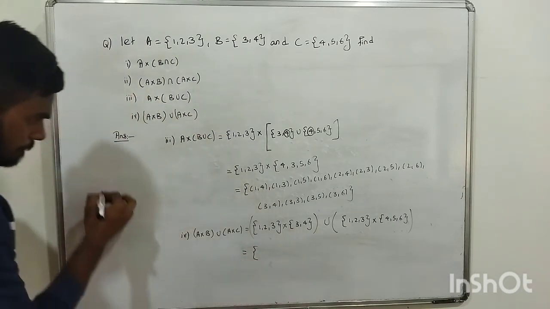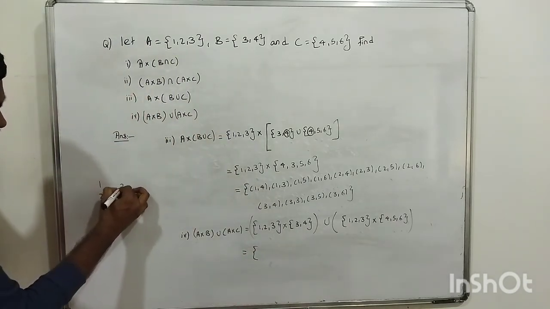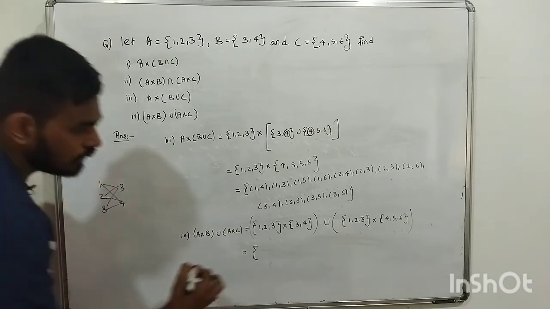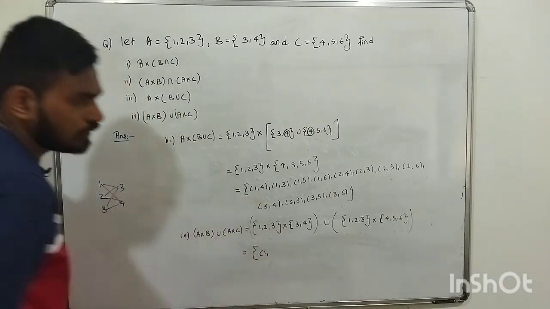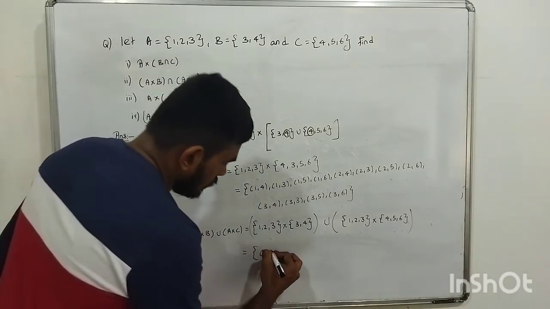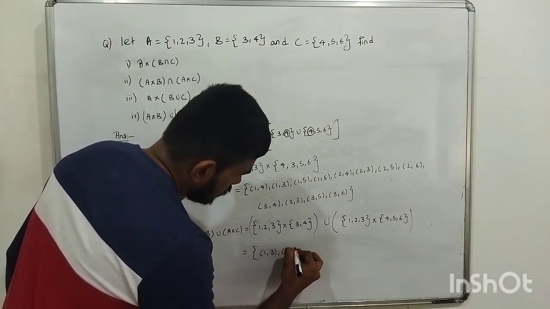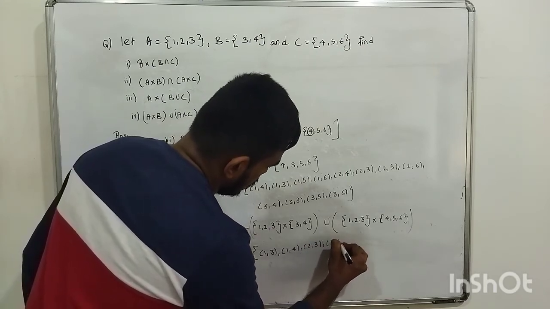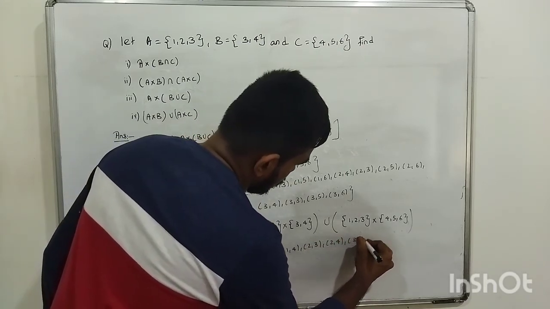What will it be? 1, 2, 3 and 3, 4. So (1,3), (1,4), (2,3), (2,4), (3,3), (3,4). Okay. We can do this fast because this is very easy now. (1,3), (1,4), (2,3), (2,4) and (3,3), (3,4).